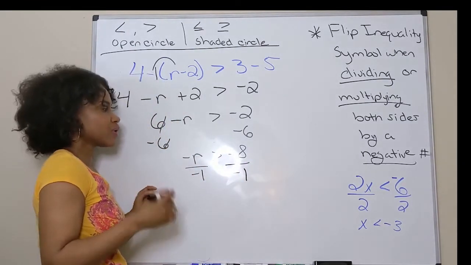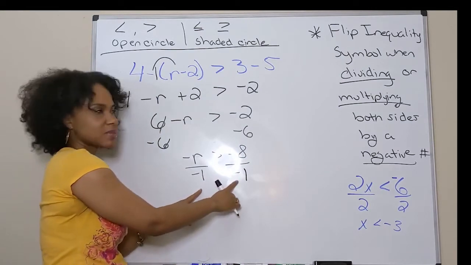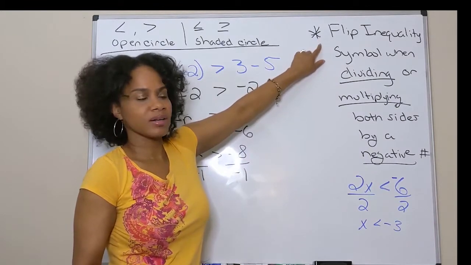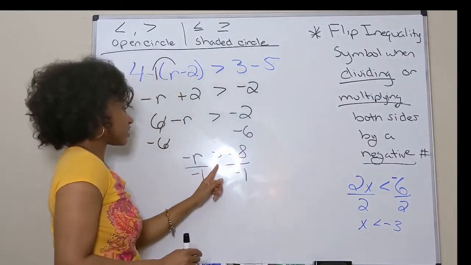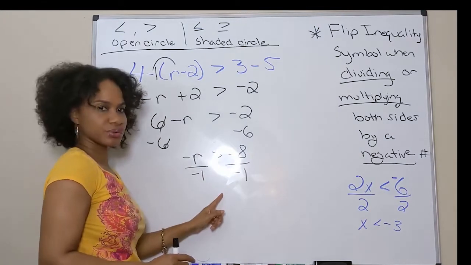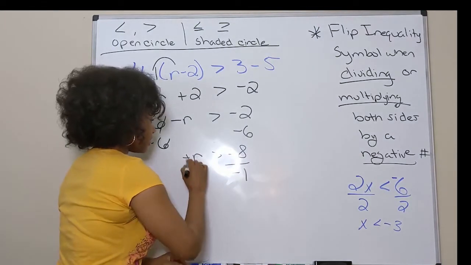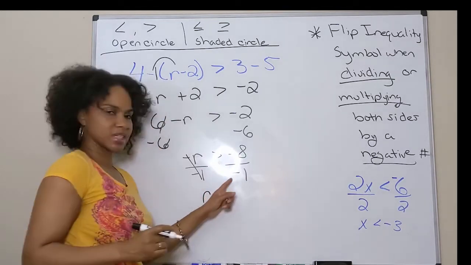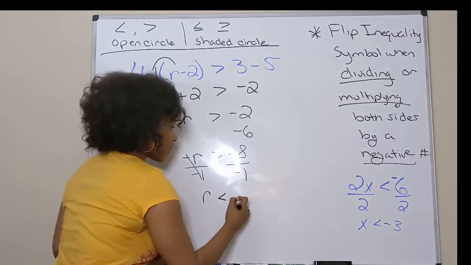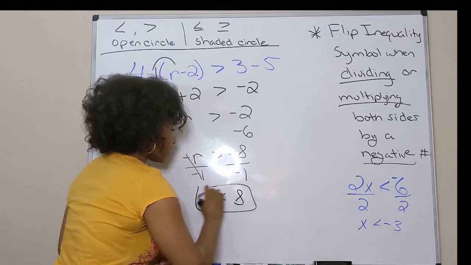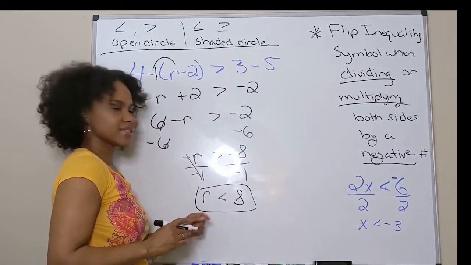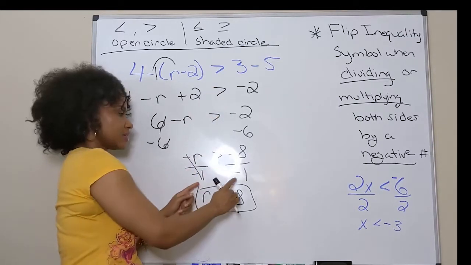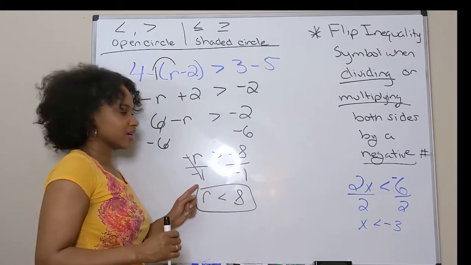So now if you remember, what happens when you divide both sides by a negative 1? We're going to flip that inequality symbol. So instead of greater than, it changes to less than. So negative cancels out. Greater than changes to less than because I'm dividing by a negative number. That gives me a positive 8. So my solution is r is less than 8. My inequality symbol flips again because I divided both sides by a negative number.